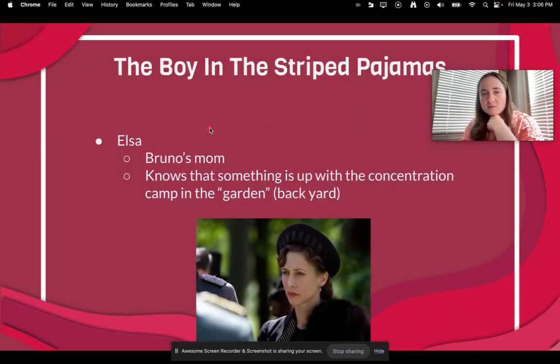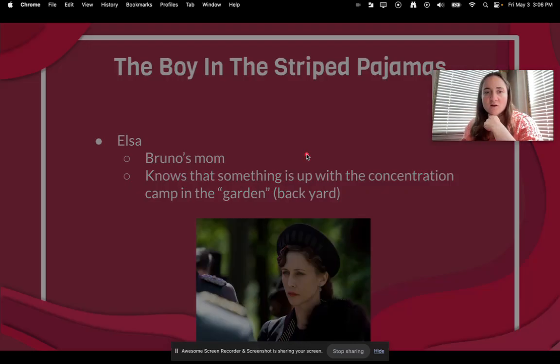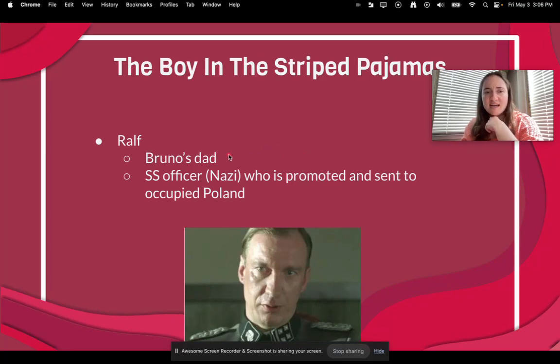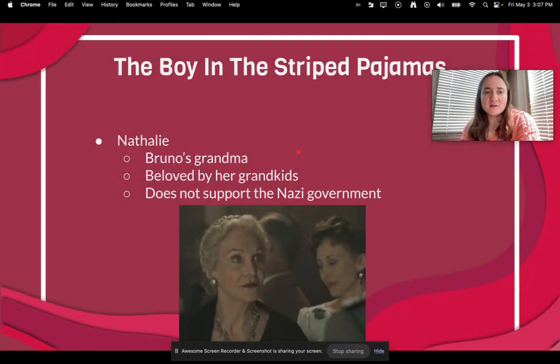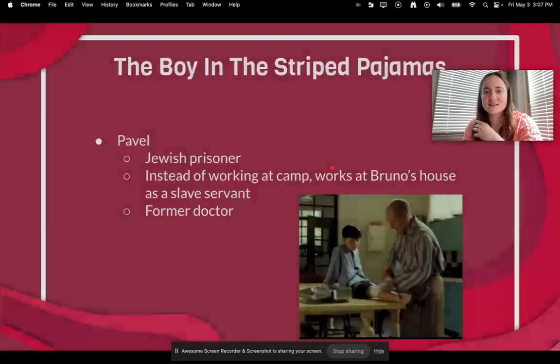There's also Elsa, that's Bruno's mom. She knows something's up with the concentration camp in the garden in the backyard. She knows what it is, that there's Jewish people there. But she learns more and more about the atrocities that go on. And then there's Ralph, that's Bruno's dad. So he's an SS officer, a Nazi who is promoted and then sent to occupied Poland to oversee this garden, this concentration camp. There's also Nathalie, and that is Bruno's grandmother. She's beloved by her grandkids, but although I think it's her son or her son-in-law who is a Nazi officer, she herself does not support the Nazi government.